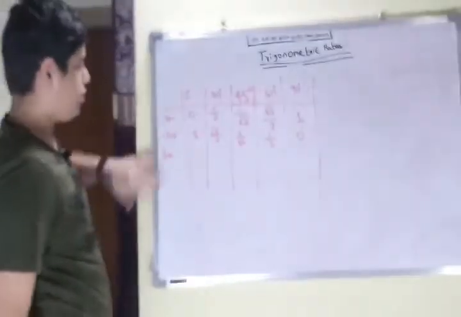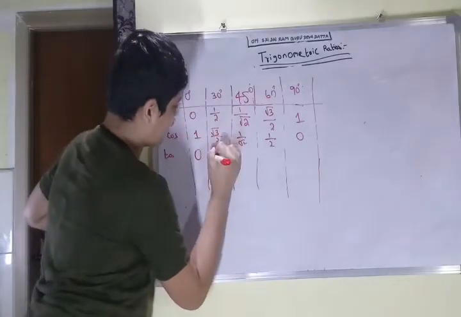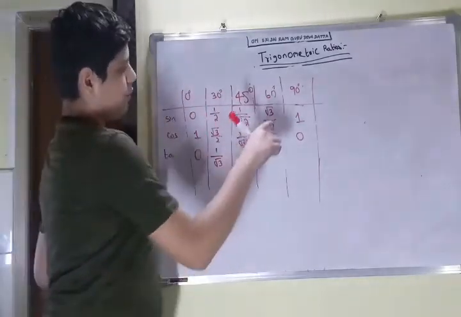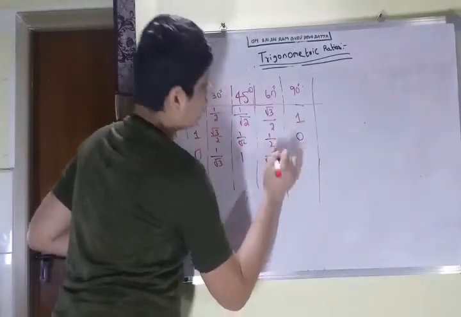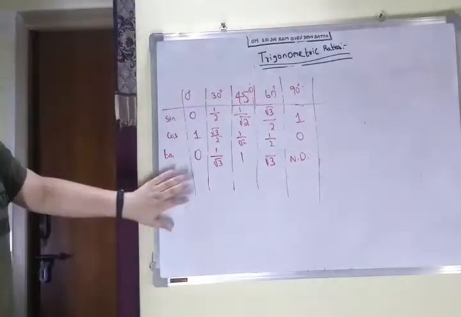When you divide these two you will get tan. So 0 by 1, 0, 1 by 2 by root 3 by 2, 1 by root 3, 1 by root 2 upon 1 by root 2, 1, root 3 by 2 by 1 by 2, root 3, 1 by 0, not defined. So tan theta is not defined at this function.